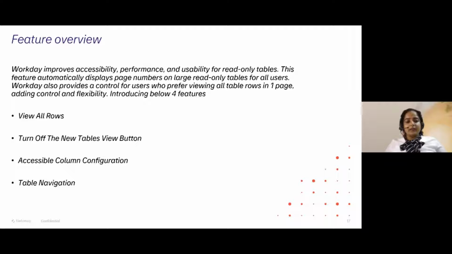Previously, supposing a table had 700 or 800 rows, and we had to see the 750th row, it used to take us a lot of time to go through the next pages. So now what Workday is doing is that we can view all the rows, we can turn off the new tables view button, we can accessibly configure the columns, and we can have a table navigation. I will also show you a demo on this.